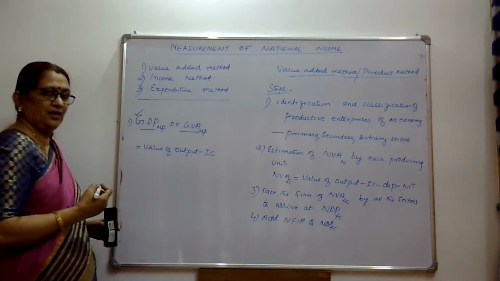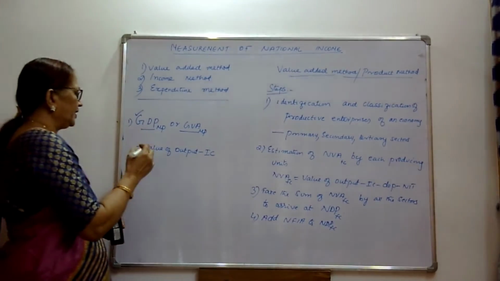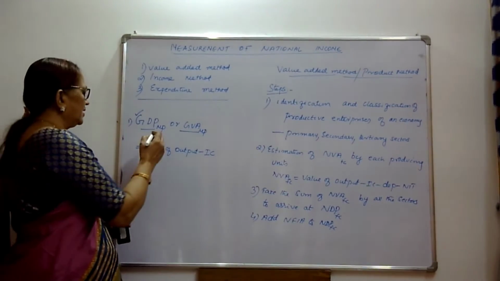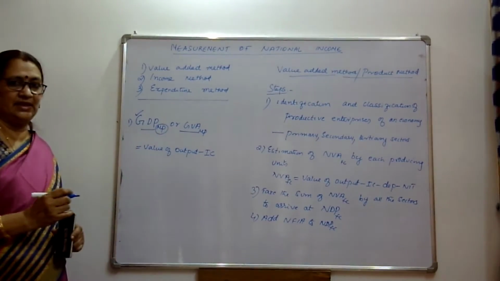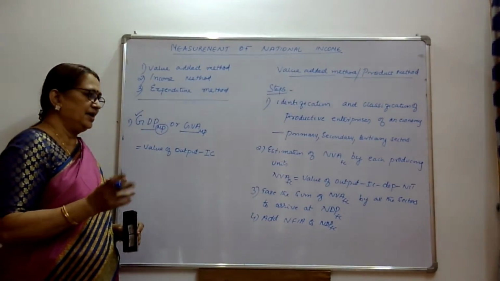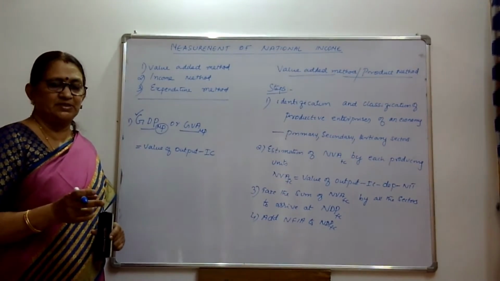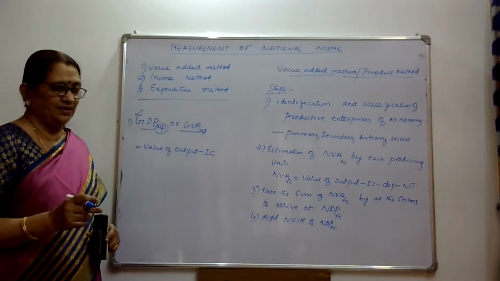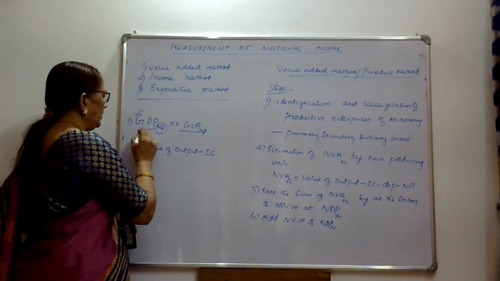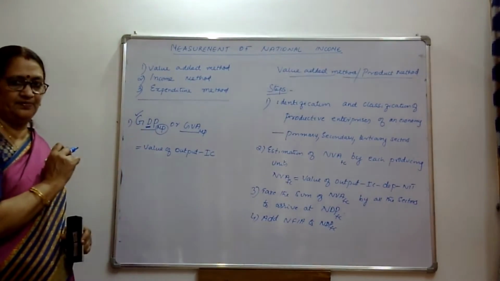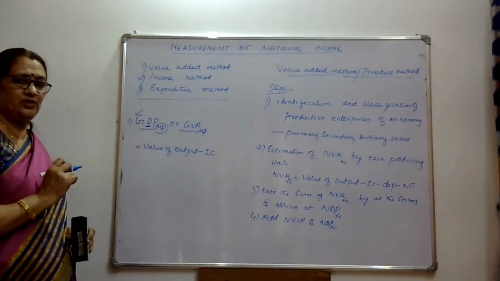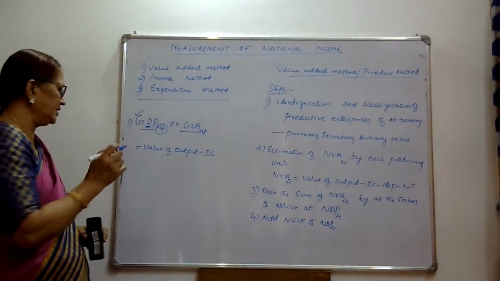Gross includes depreciation, that is a replacement cost. Market price includes net indirect taxes, indirect tax minus subsidy. Tax is an income to government, subsidy is a payment from the government to the public. So it is a domestic income concept within the economy. We have to change it to national income, convert it into national income.